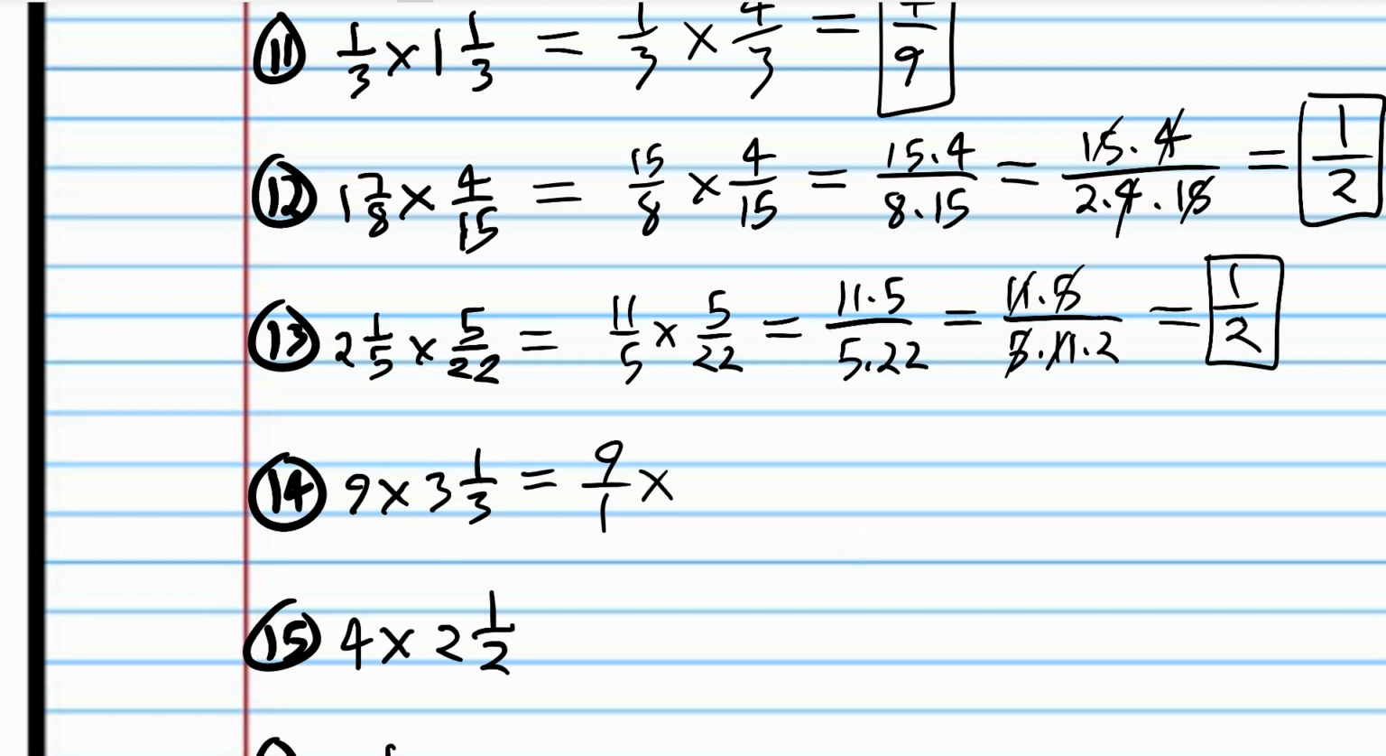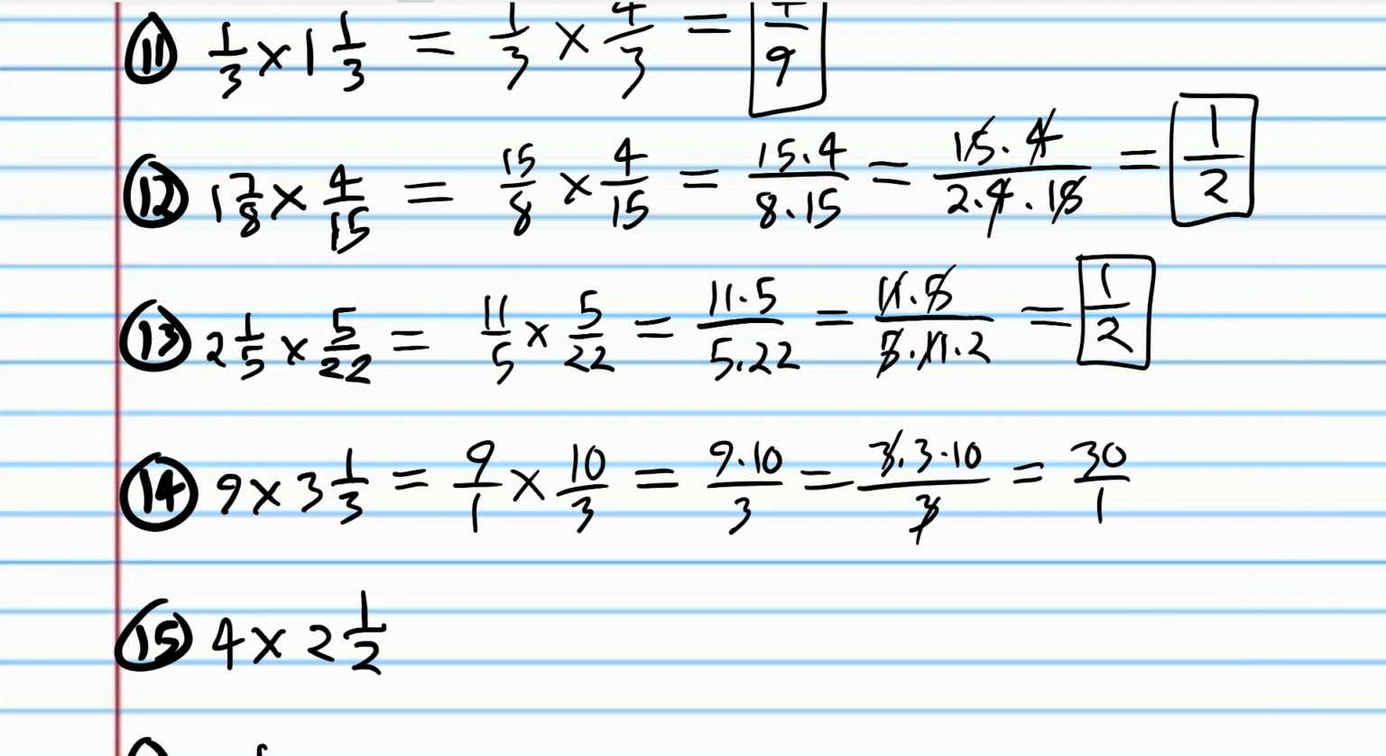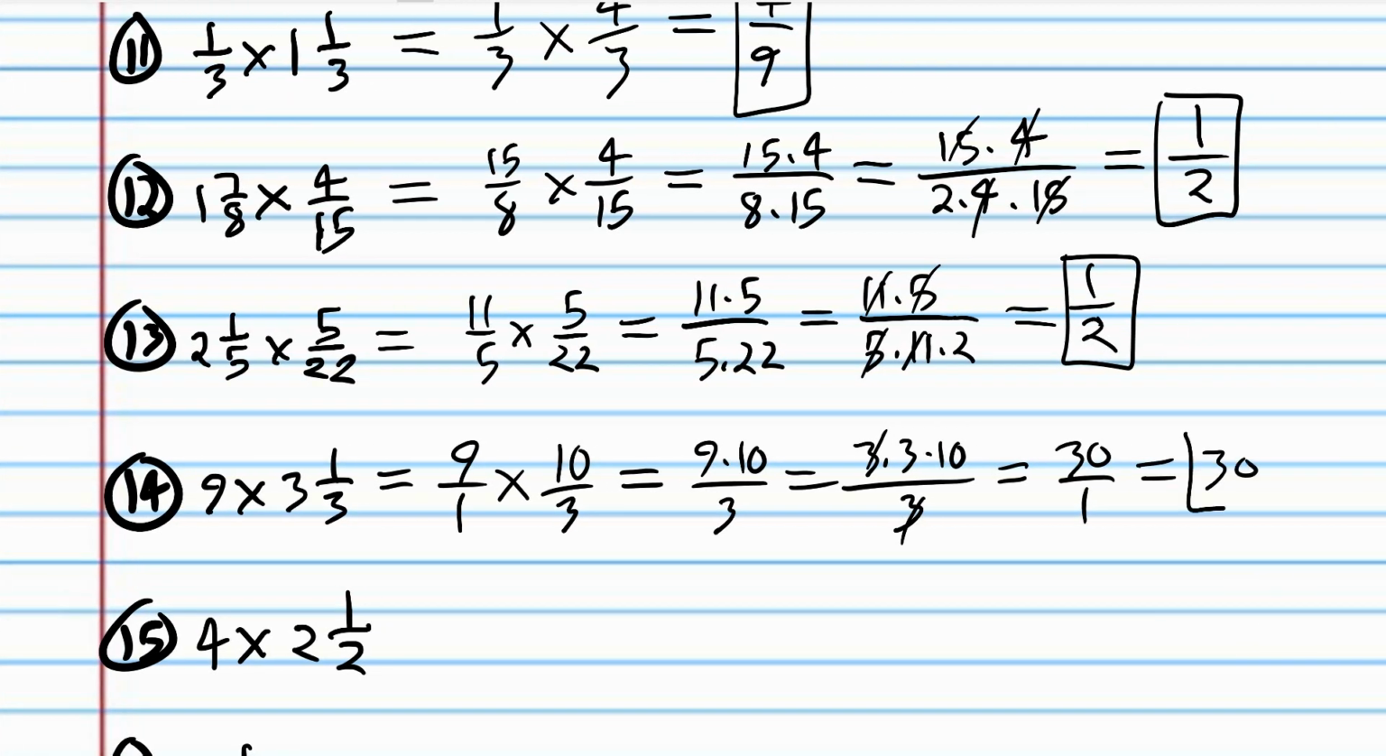So just write the whole number as 9 over 1 and then rewrite 3 1/3 as an improper fraction as usual. And then you can just multiply straight across. 9 times 10 and 1 times 3 is 3. You could put 1 times 3, but the 1 is not really necessary. So now you factor 9 to be 3 times 3. And 3's cancel out, and you're left with 3 times 10, which is 30. And on the bottom, you're left with 1. But 30 over 1 is the same thing as 30.